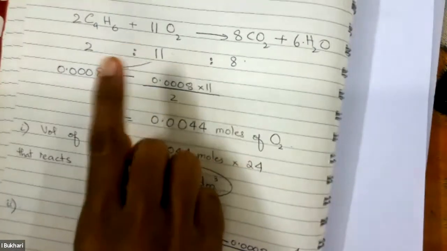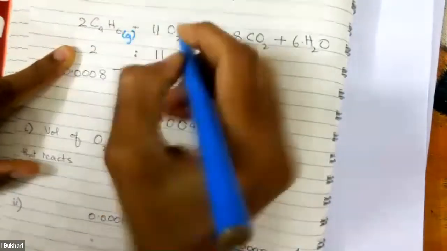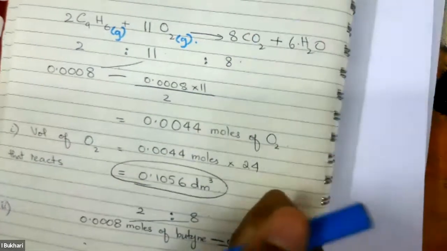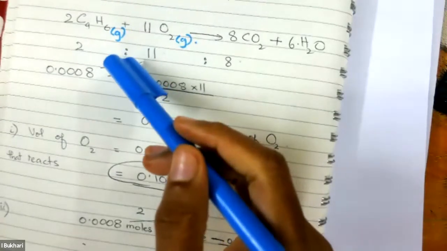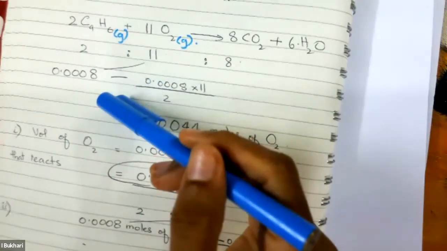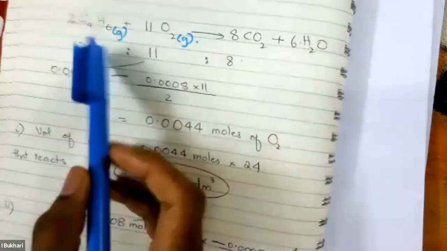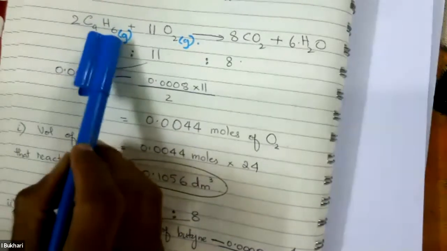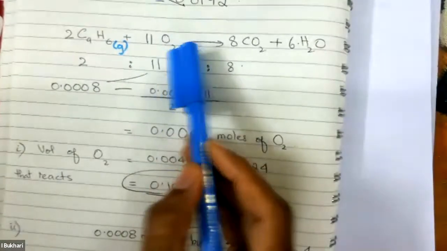Now both of these are gases. How do we find out the number of moles of gases? Number of moles is equal to volume divided by 24. Right. So do we have the volume of butane? Yes, miss. We cannot use the volume of oxygen from the question. Why? Because it is in excess.